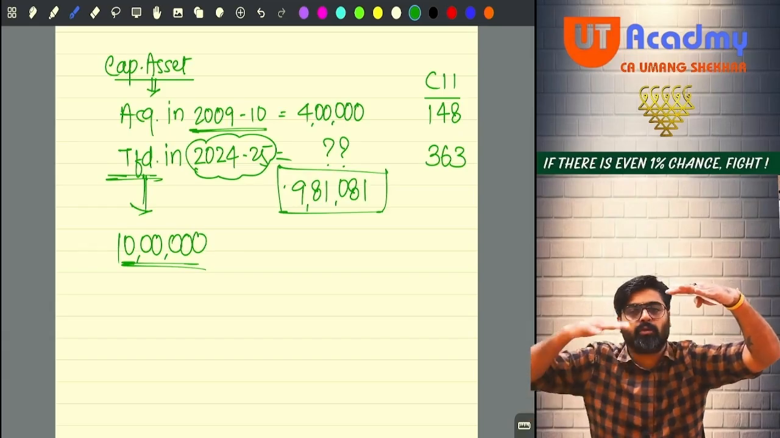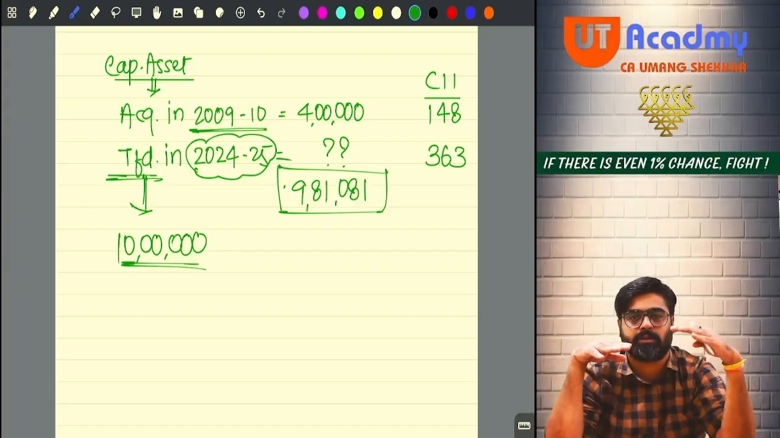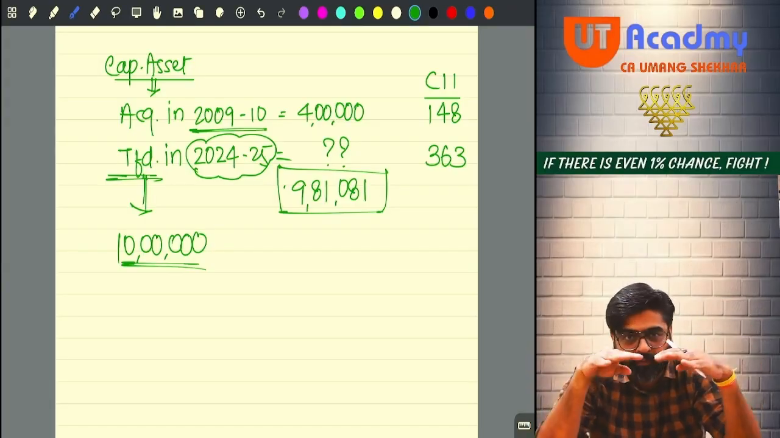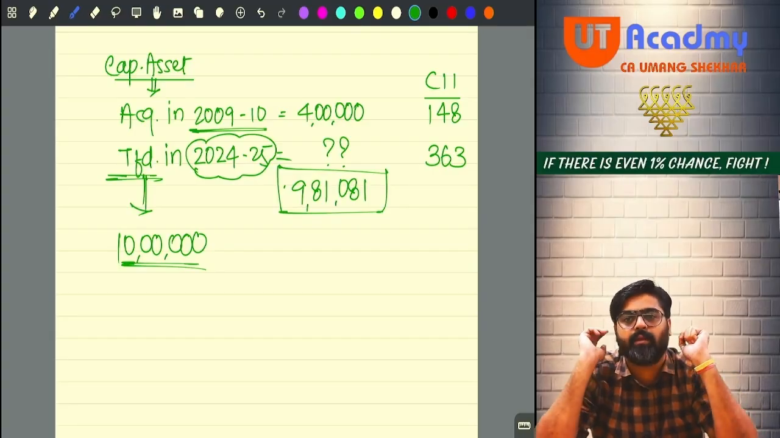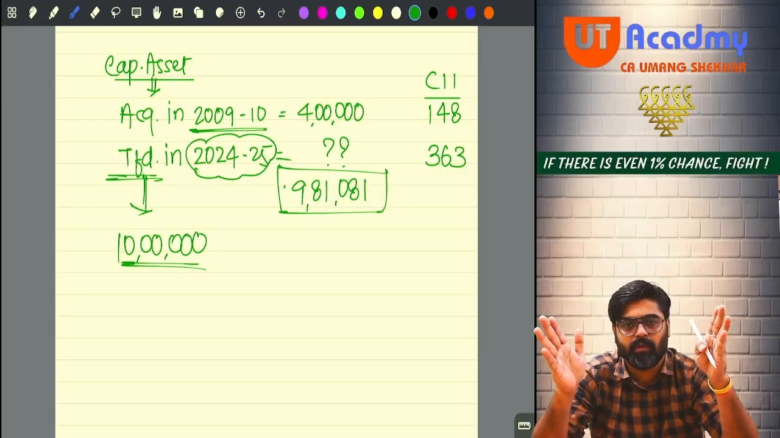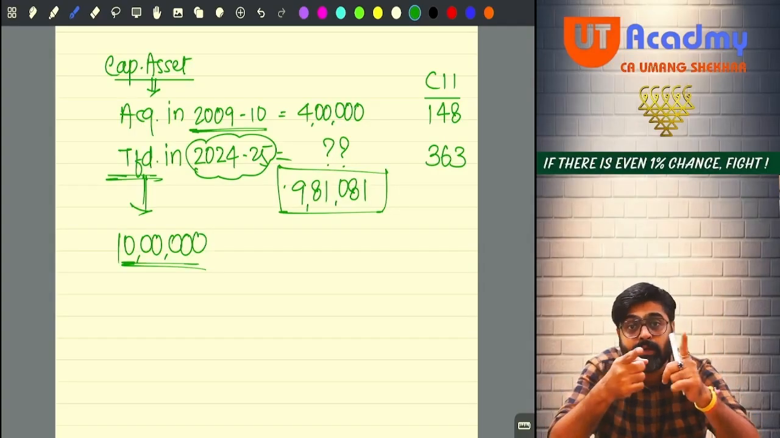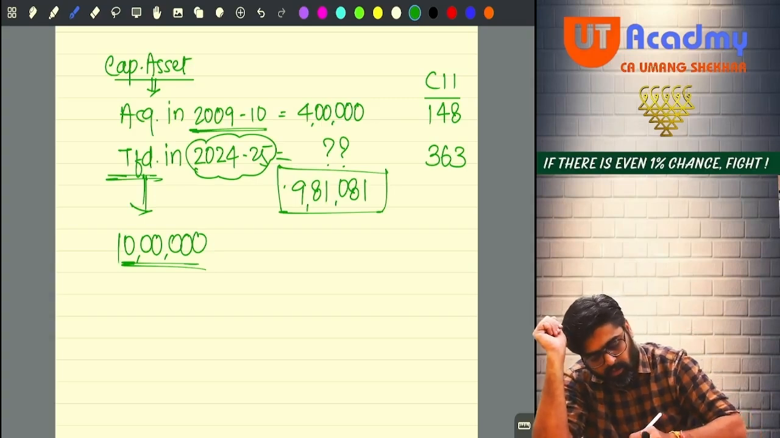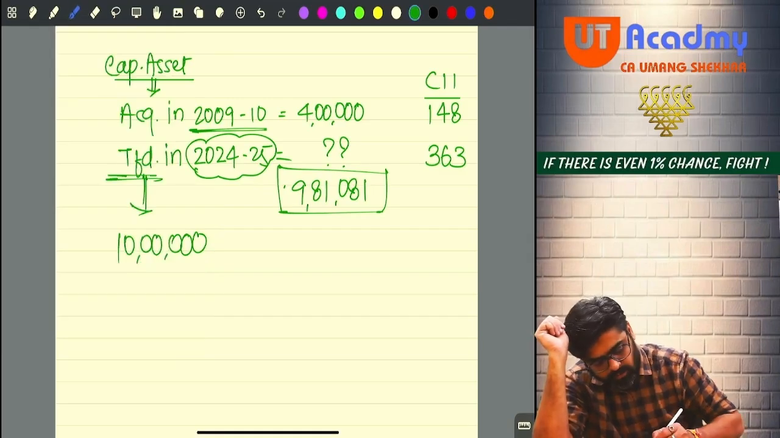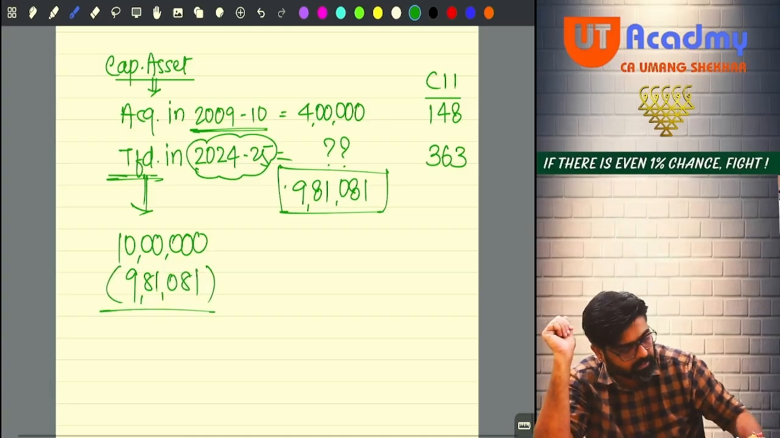So, bring your cost also to today's level. Bring your cost also to today's level by inflating your cost. So, when you bring both the figures at today's level, only then it is going to give you correct profit and gains. Getting my point, everyone? So what will happen now? From 10 lakhs, instead of reducing the cost of 4 lakhs, now reduce the cost of 9,81,081. So you will not be given the deduction of 4 lakh, you will be given the deduction of 9,81,081. Tell me how much?